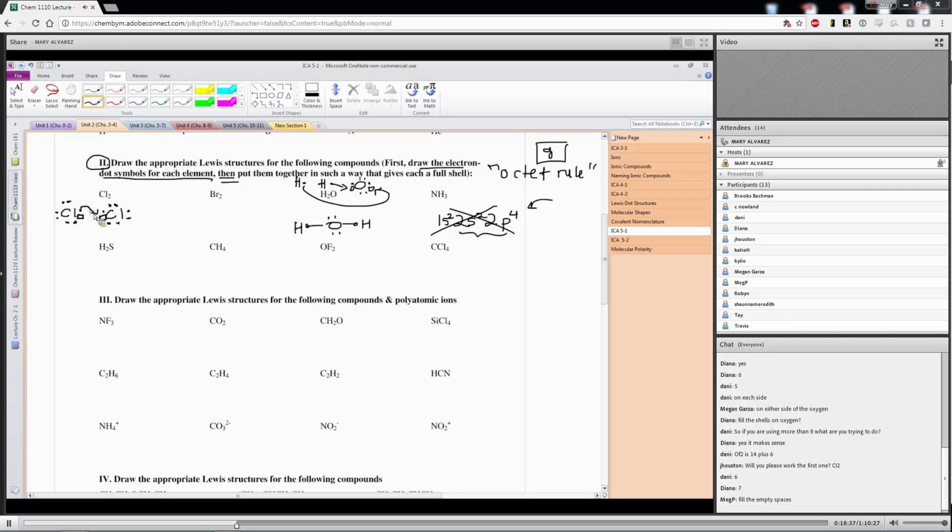So if this guy comes in and fills his space and this guy comes in and fills his space, then what we see is we get a bond between the chlorines. They're each sharing 1 of the 7. So they each have 6 that are not shared. We call these unshared electrons or lone pairs because they're alone on the atom.